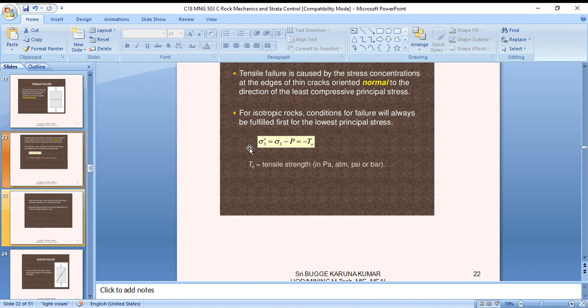That is a very interesting thing. Tensile failure is caused by the stress concentrations at the edge of a thin crack oriented normal to the direction of the least compressive principal stress. For isotropic rocks, conditions for failure will always be fulfilled first for the lowest principal stress. So this is showing a negative value. If the value is not negative, it means that the strength is in another direction.